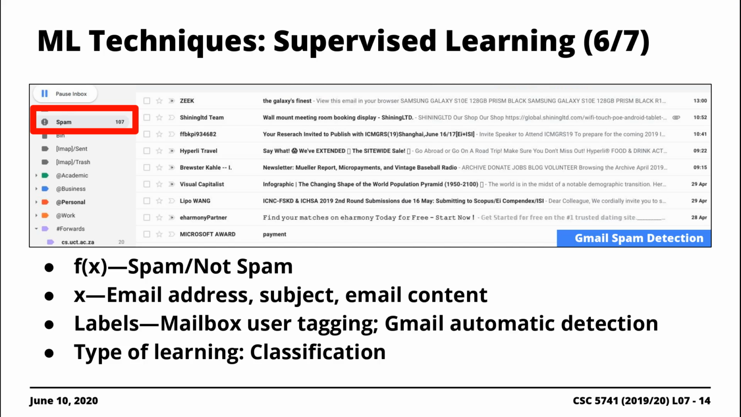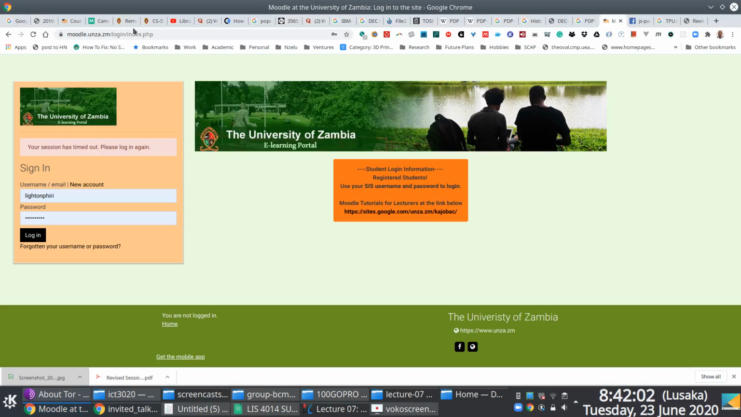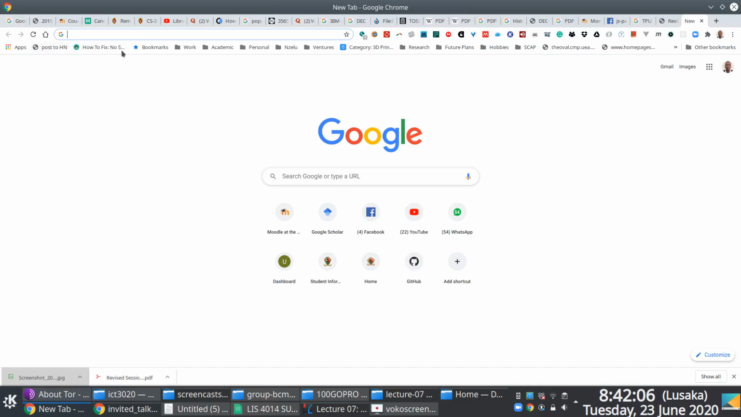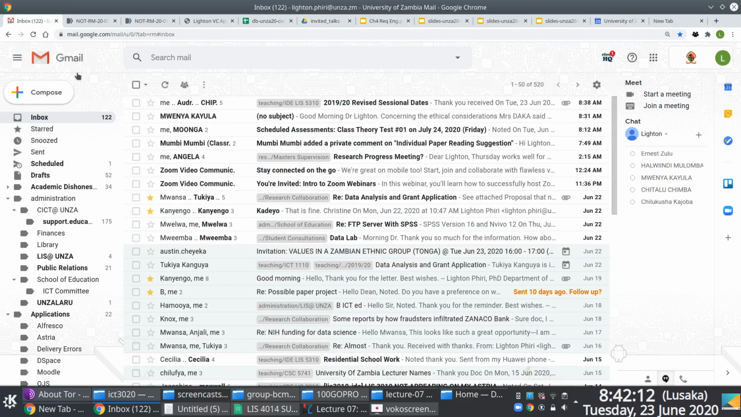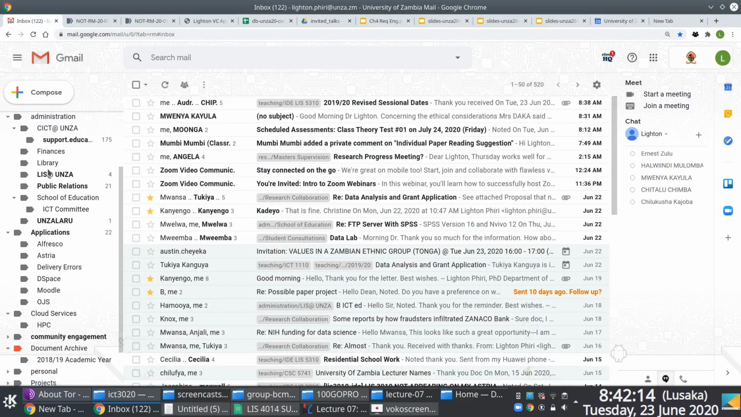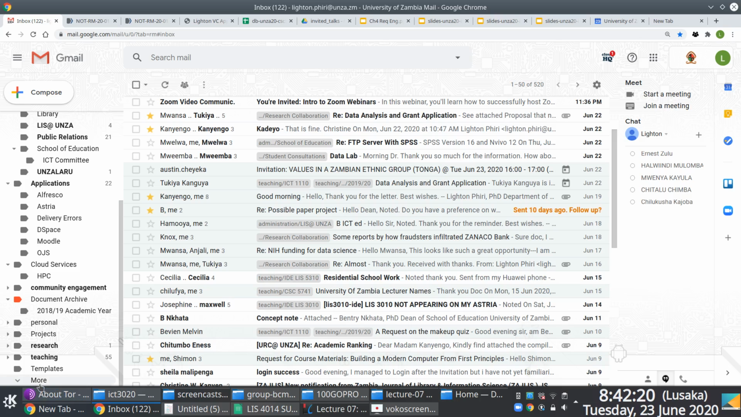Common examples that I'm sure most of us have come across here is email, right? And this happens over and over again. Everybody probably does come across it at some point. At one point or the other.